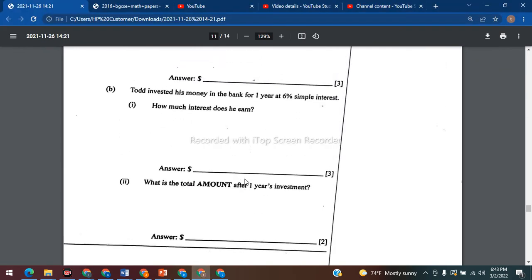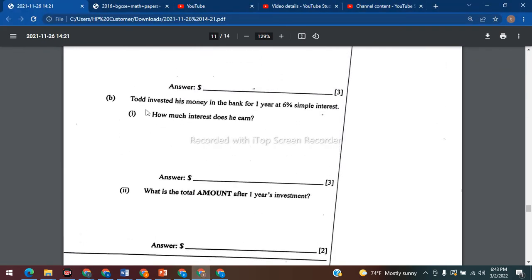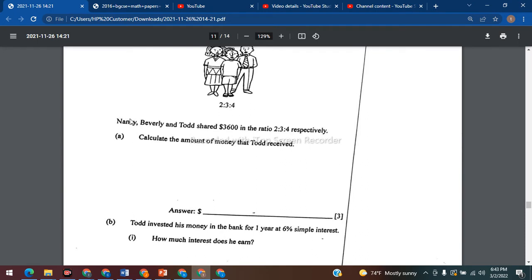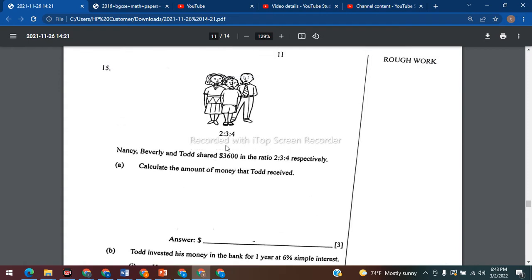Okay, so we already did this person's investment. We talked about Todd and how he had a simple interest yesterday. We talked about how Nancy was able to take out all the people's money in the ratio 2, 3, and 4, respectively. And so we did this question yesterday.